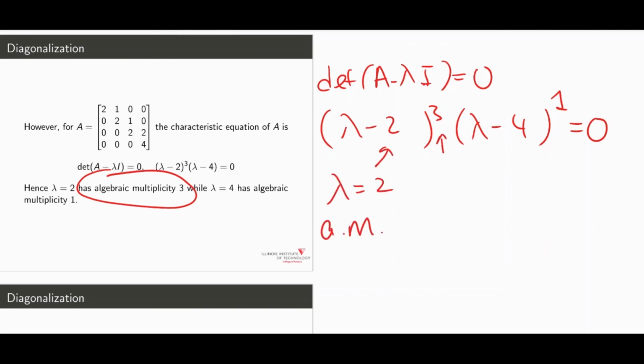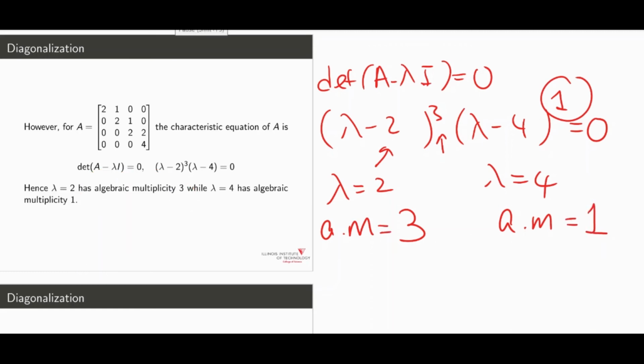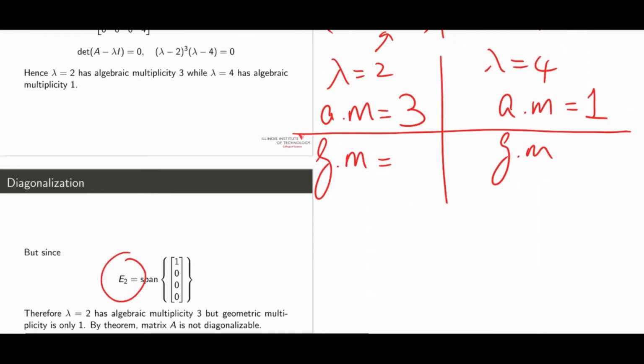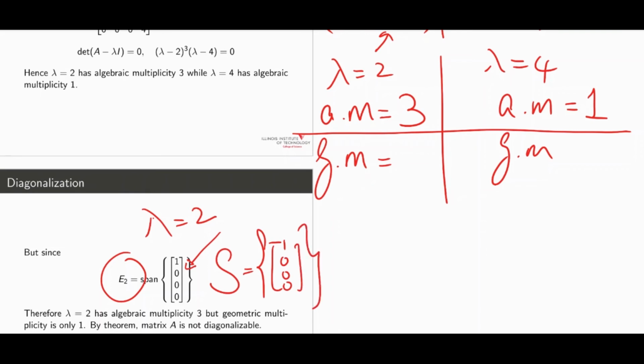So the algebraic multiplicity is 3. Lambda equal to 4 will have algebraic multiplicity 1. All right, so that's very easy to see. Now, in order to compute the geometric multiplicity, I'm being lazy here, so I'll just use GM. In order to compute the geometric multiplicity, you will have to compute the eigenspace. In this case, the eigenspace for lambda equals 2 is very bad because it is actually just spanned by one vector like this. So the basis for this eigenspace is just this.